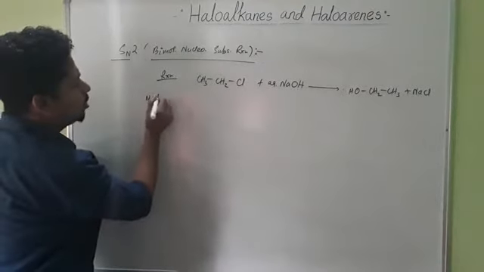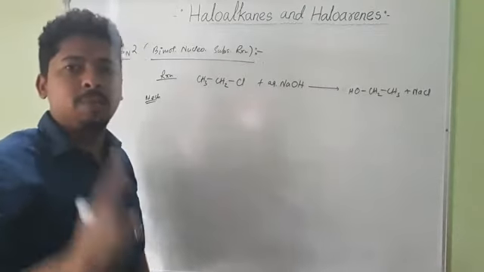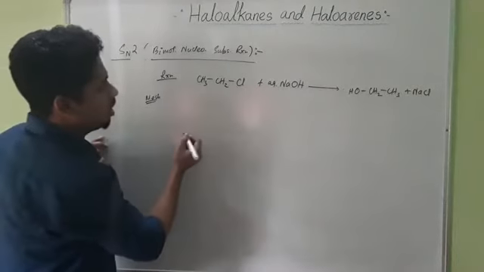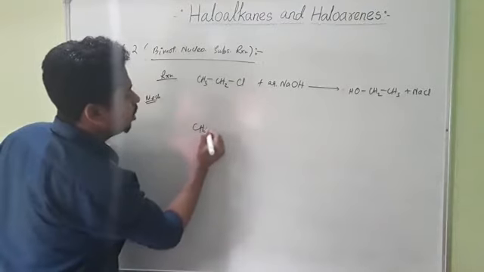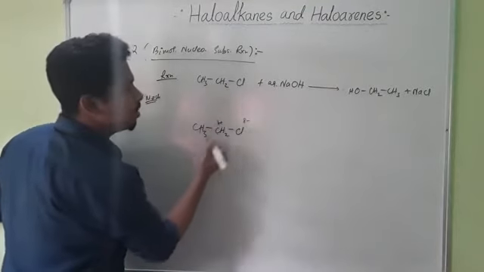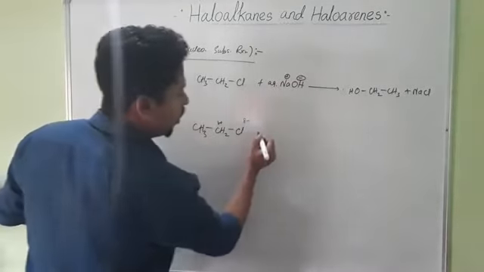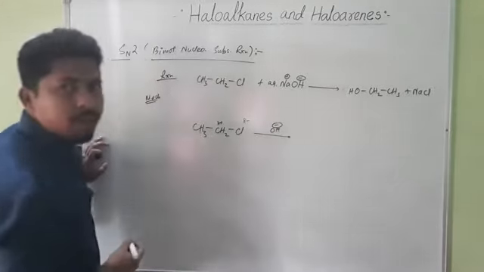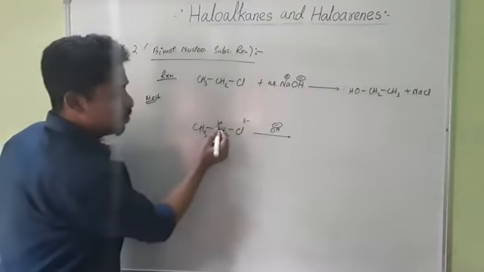Now here is the mechanism. We have seen that this SN2 reaction is a fast reaction and it takes place in a single step. You see, I am writing this mechanism: CH3 bond CH2 bond Cl. This is del minus, this is del plus, and here we have Na plus OH minus. This OH minus is the nucleophile. In this step, this is del plus, meaning this is electron deficient.